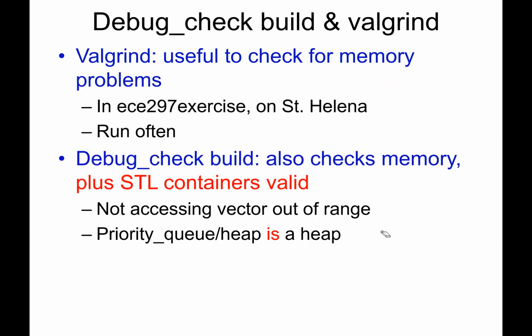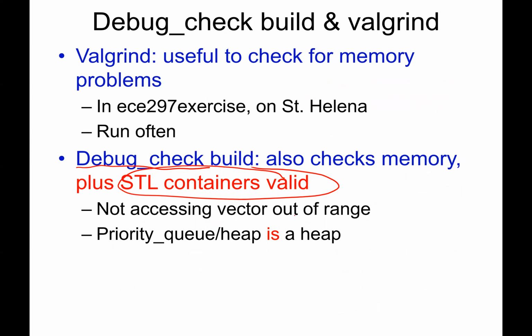Okay, so there's lots of room for messing up memory. So run valgrind. We put St. Helena in the EC297 exercise test, so it's easy for you to run valgrind on it. Just run that test, it'll do everything for you. Debug check is also your friend. It checks memory just like valgrind. It also checks that your STL containers are valid. So you've already seen that it checks for vectors if you're going out of bounds and so on.